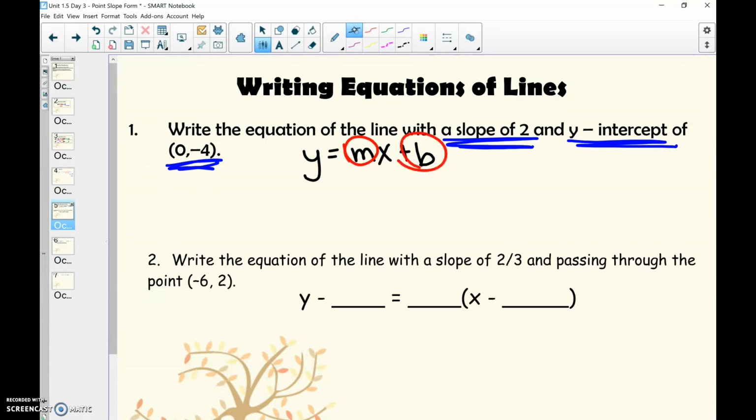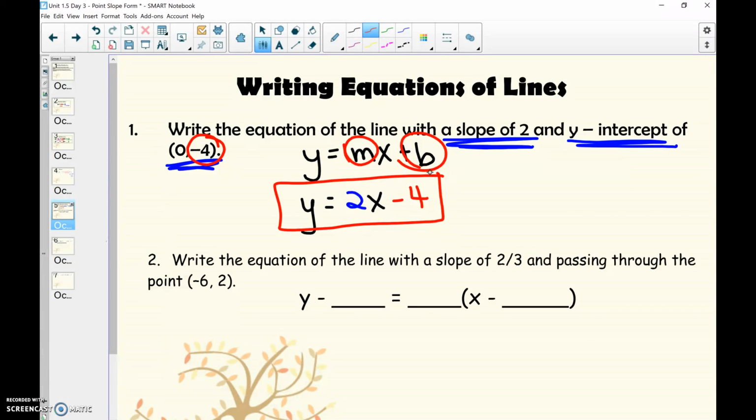Well, if I just plug those in, m is slope, and it tells me that there's a slope of 2. So I'm going to replace m with 2. X is going to stay where it is. Nothing's changing about that. B is the y-intercept. So if I look at my equation, the y-intercept is at -4, which means I just replace plus b with -4. And there's my slope-intercept form ready to go.